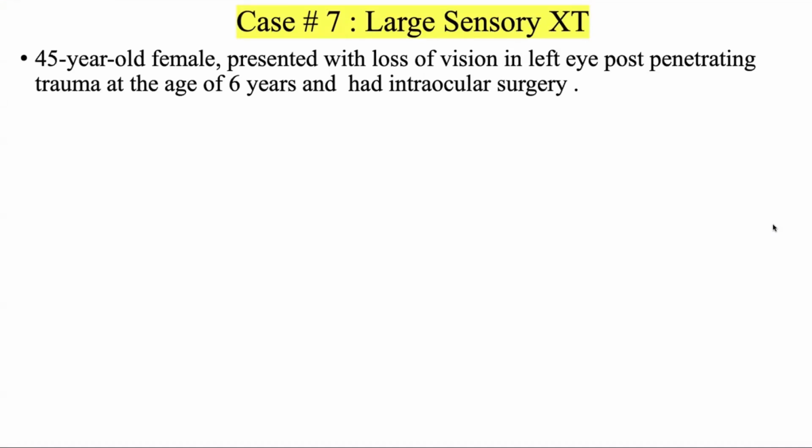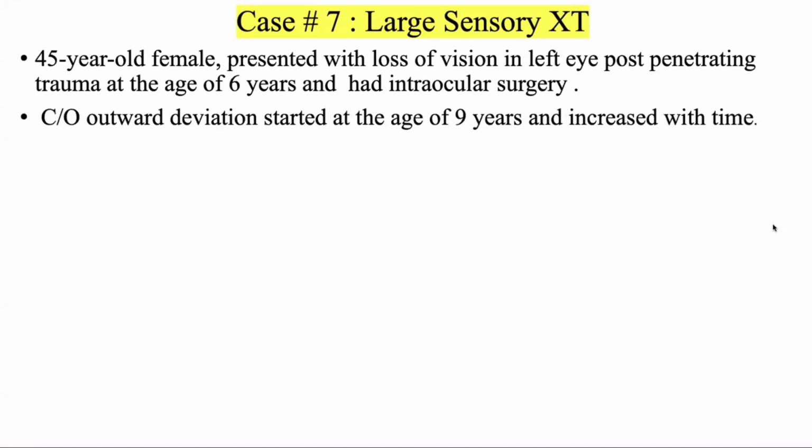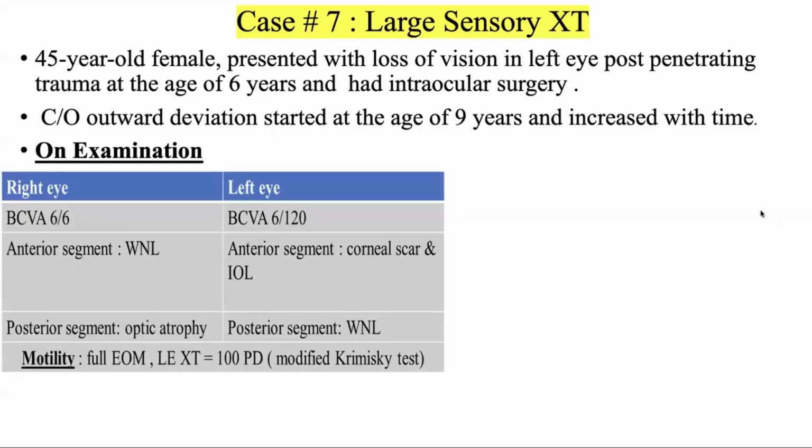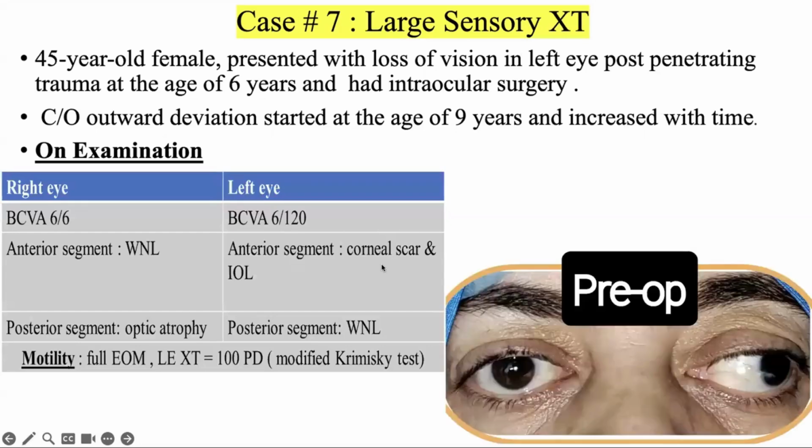Going to sensory exotropia. So this is a 45-year-old female presented with loss of vision in the left eye post-penetrating trauma at the age of 6 years, and she had already intraocular surgery at that time, and she started having outward deviation since the age of 9 years, and that deviation increased with time. So vision is only 6/120 in the left eye with corneal scar and intraocular lens, and she has extra large exotropia around 100 prism diopter using Krimsky test.